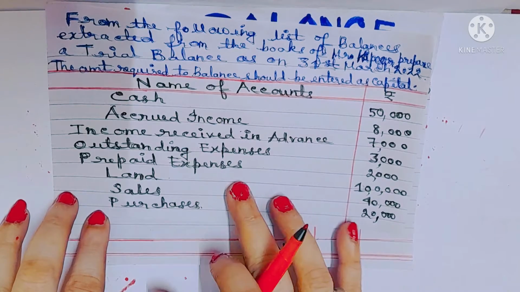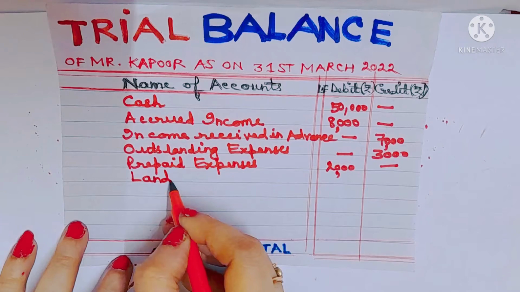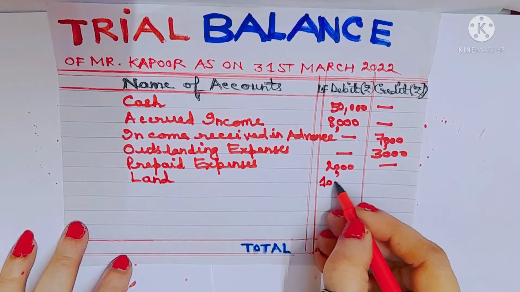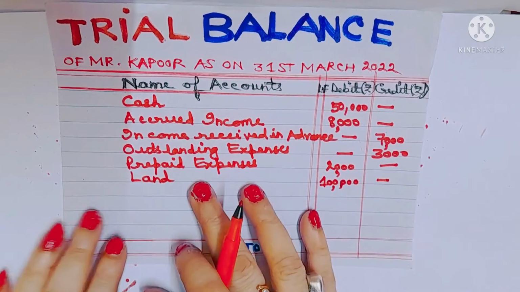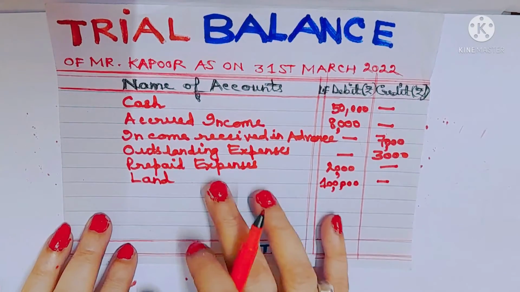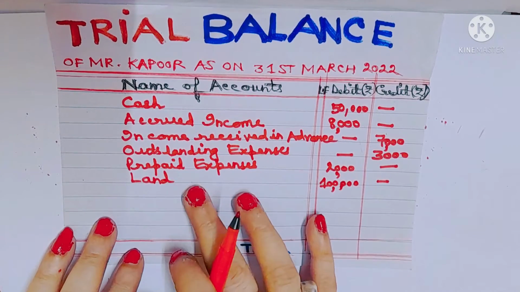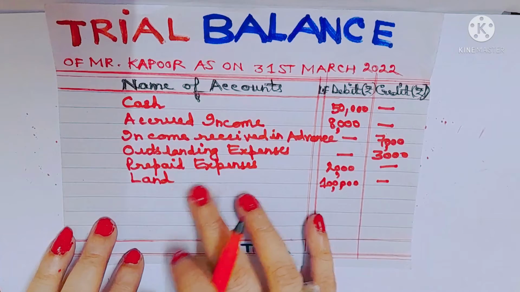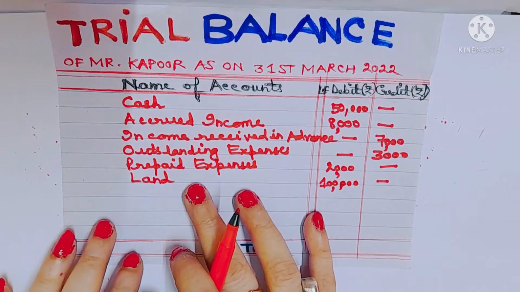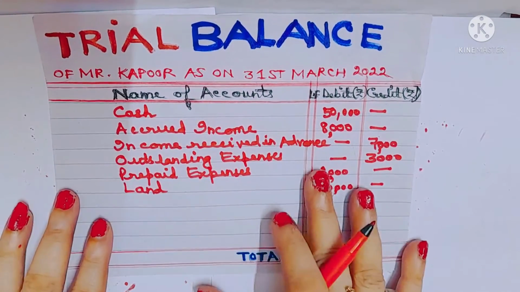The next account is land, 1 lakh. Let's write land. Land is a debit balance and that is the reason we're writing 1 lakh in the debit column. Land is an asset. Land falls under real account. According to real account, what comes in is debit. Here, when the business purchased land, the land comes into the business. So, land will be debited. Understood? Let's see the next account.